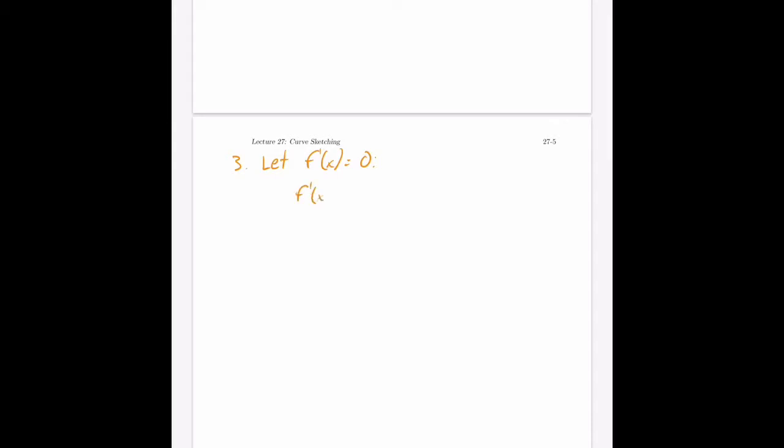F prime of x is going to equal 1 minus, so 3 times 1/3 is going to equal 1, x to the negative 2/3. Okay, which remember is 1 minus 1 over, you can look at this as the cube root of x squared if you'd like. And we're going to let this equal 0.